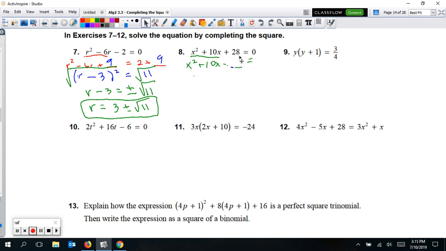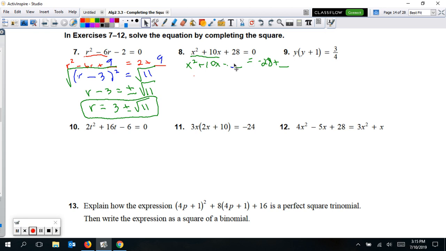We'll put a blank here, x squared plus 10x, and we should actually put a plus blank, not a minus. Put plus blank. It's always positive back here. And then negative 28 is on the other side, so it's negative 28 plus blank. You're always putting plus the blank.